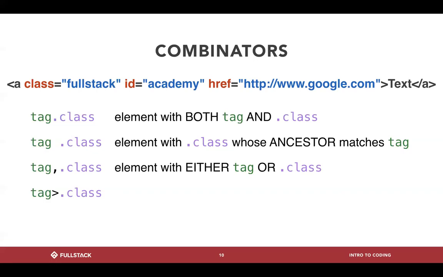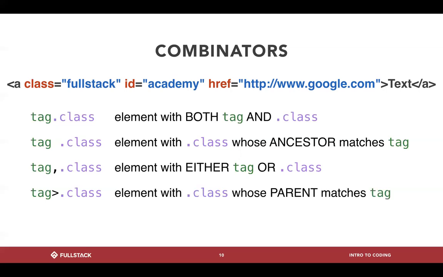Maybe we want to apply style to something that has either a certain tag or a certain class, so an either-or. Or maybe we want something that uses that greater than sign to say it has this class and its direct parent matches this tag. This is a lot of information, I know, but we're going to keep working with this stuff, and these things will come naturally. We'll have some redundancy around these so that it's not just a flurry of information.